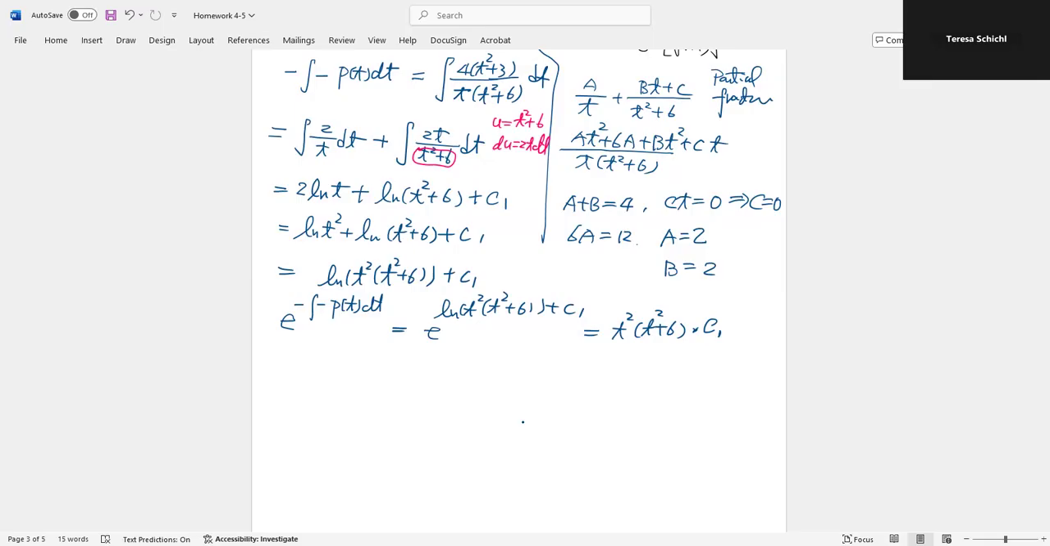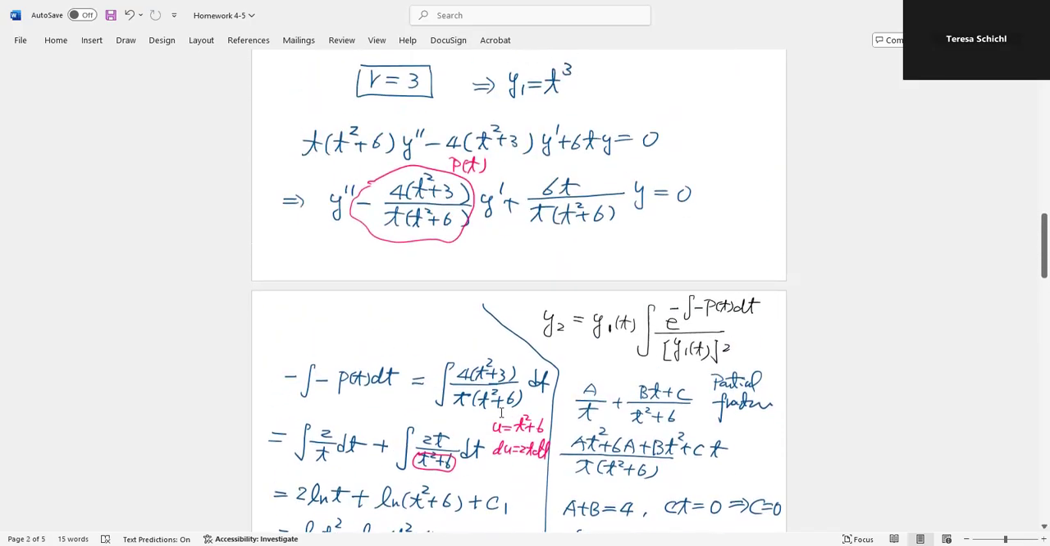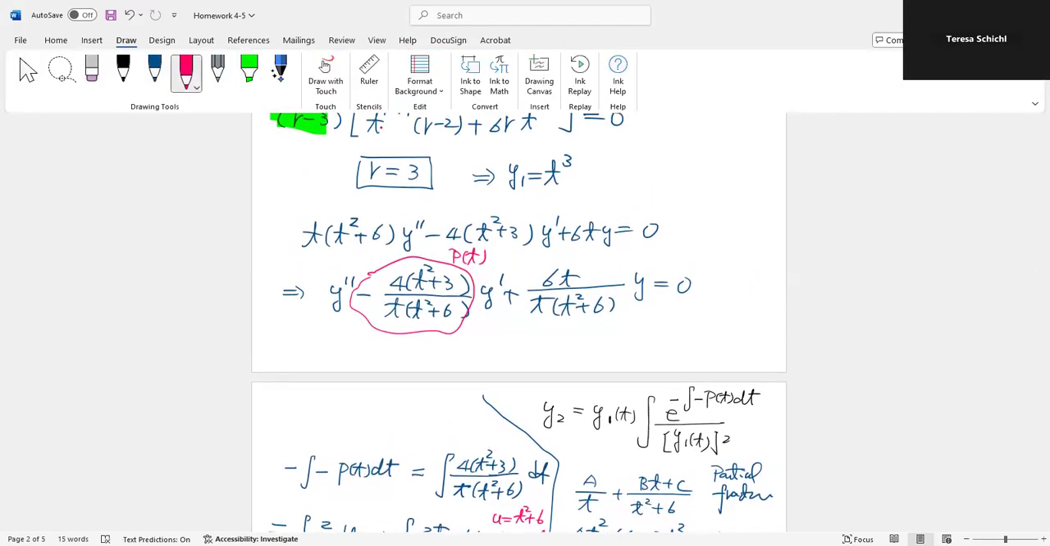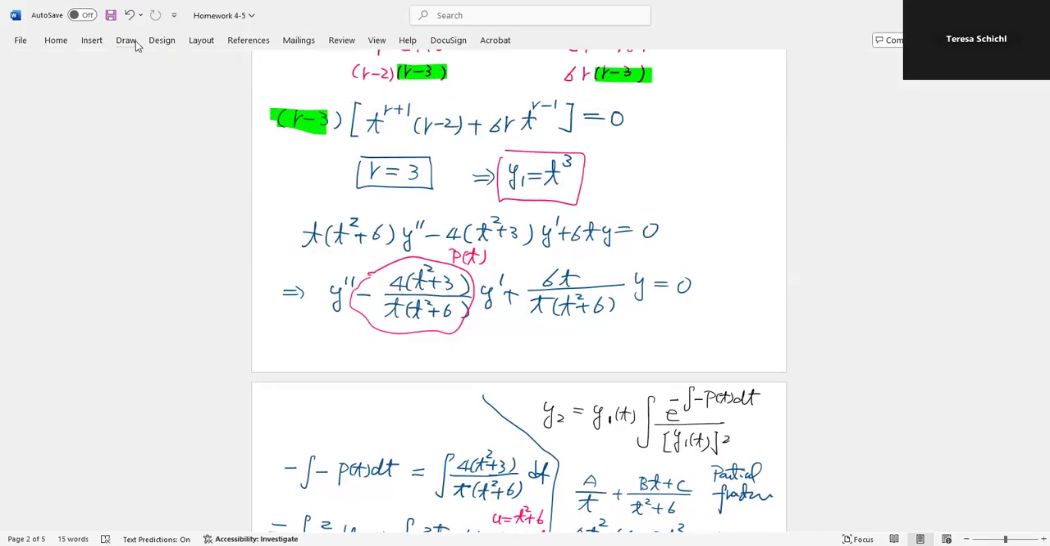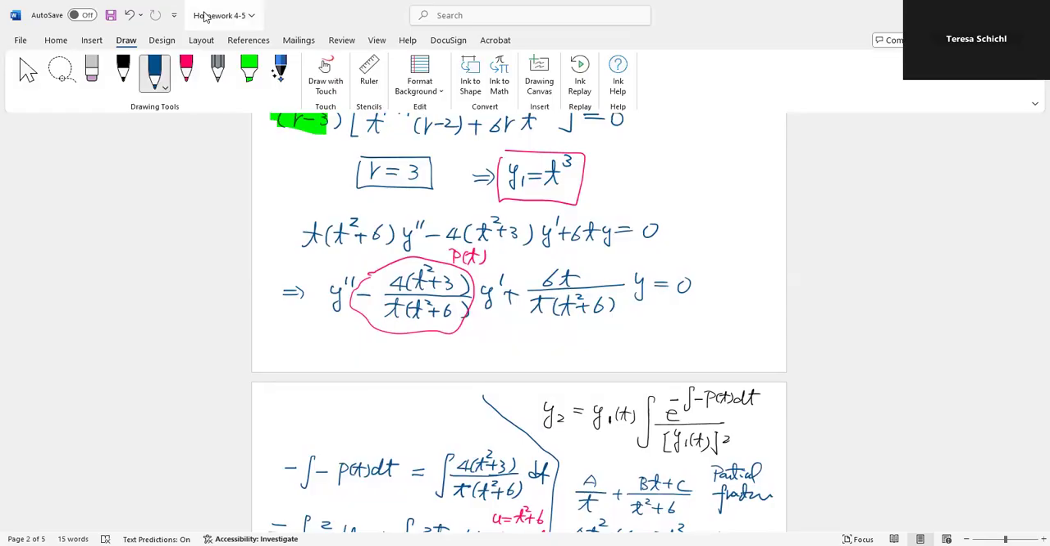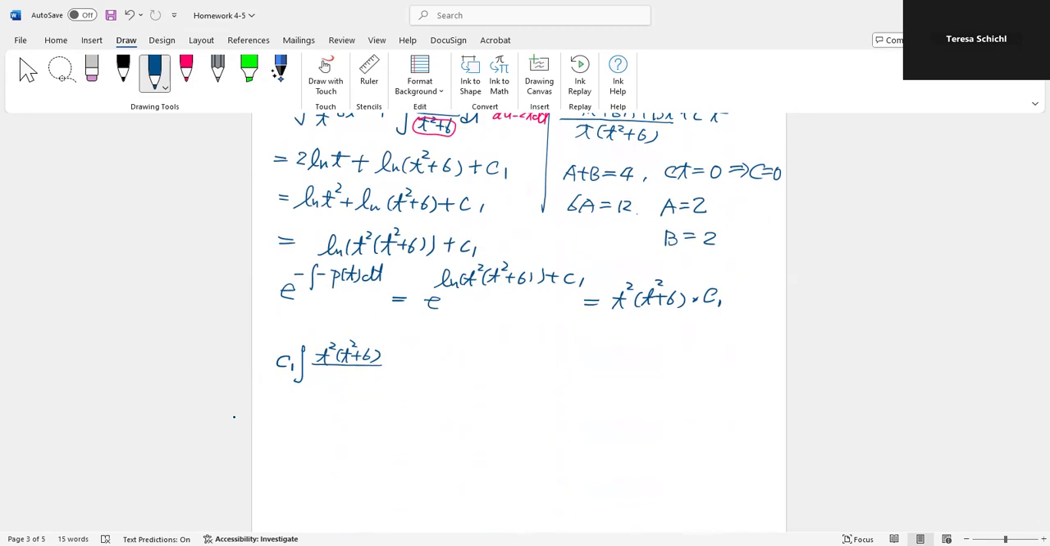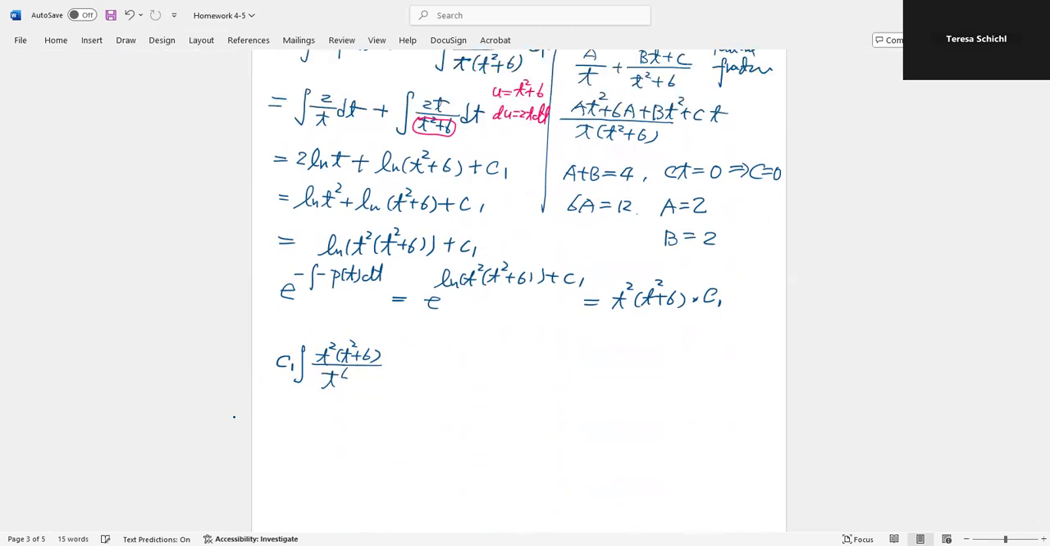I need to follow the formula. The next step, I'm going to use this t squared plus 6 times c1 on the top. On the bottom is y1 squared. Remember we just got y1: y1 is t cubed. So I need to put y1 squared on the bottom. The y1 squared, t cubed squared, will be t to the 6th dt.